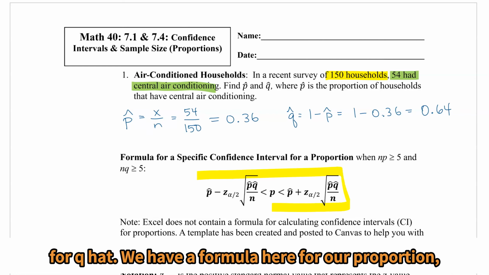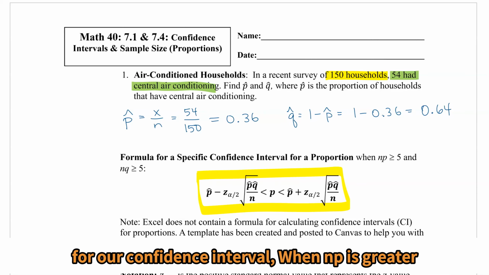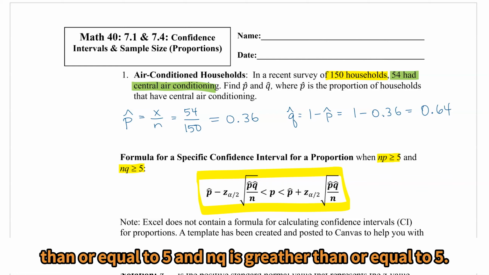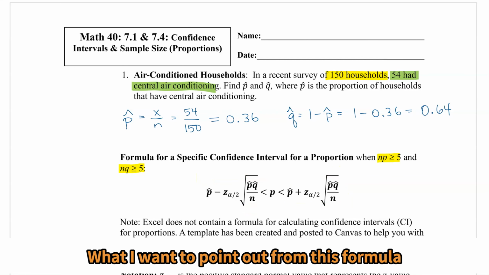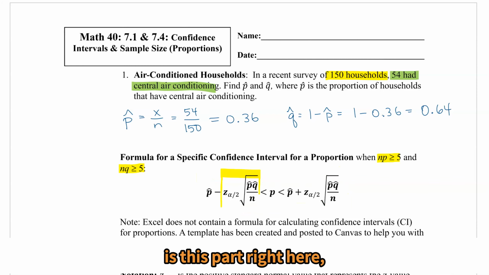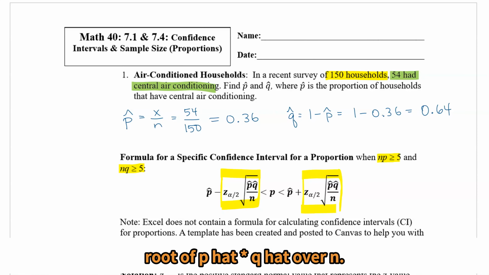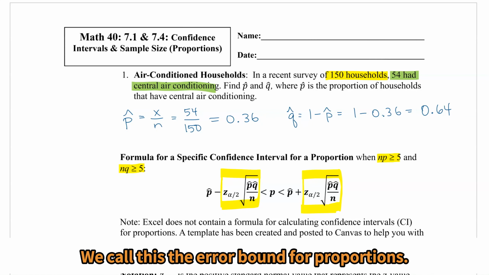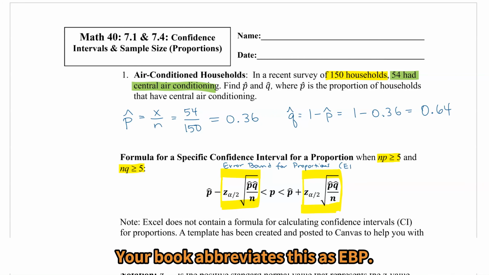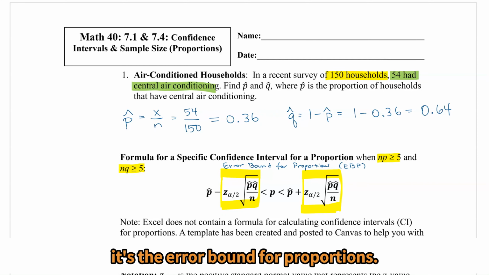We have a formula here for our confidence interval for a proportion, when NP is greater than or equal to 5 and NQ is greater than or equal to 5. What I want to point out from this formula is this part right here, Z alpha over 2 times the square root of P hat Q hat over N. We call this the error bound for proportions. Your book abbreviates this as EBP. So if you come across EBP, it's the error bound for proportions.